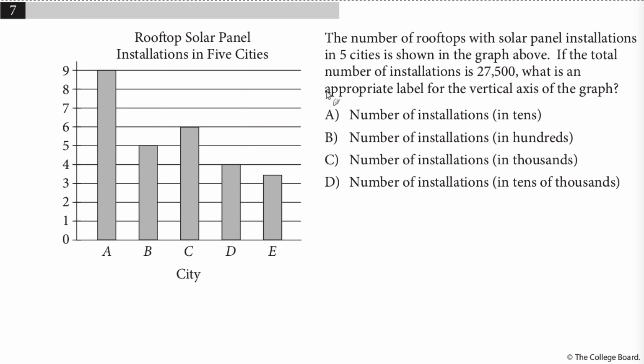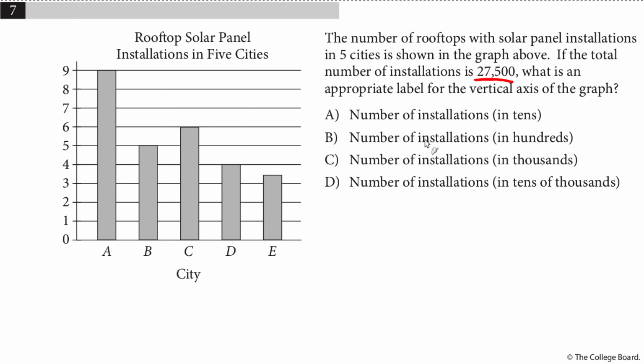In the graph to the side, if the total number of installations is 27,500, what is an appropriate label for the vertical axis in the graph? Okay, so here's the idea. I need to figure out what these numbers mean. Is this one roof, which I thought it might have been the first case, but apparently that's not going to get me to this number. Is this 100 roofs? Is this 1,000? Is this a million? So we have to figure that out.